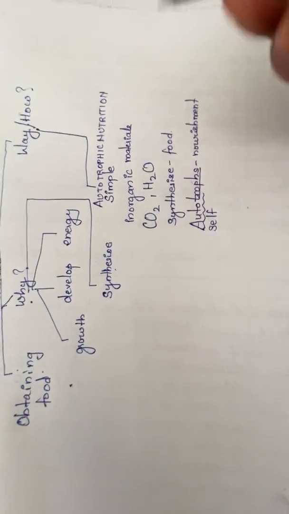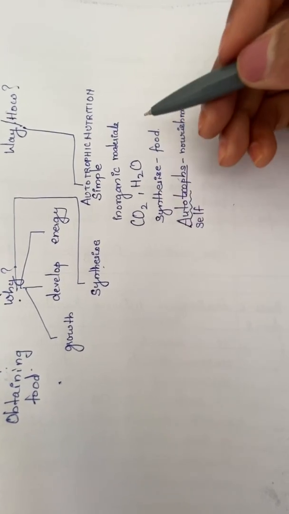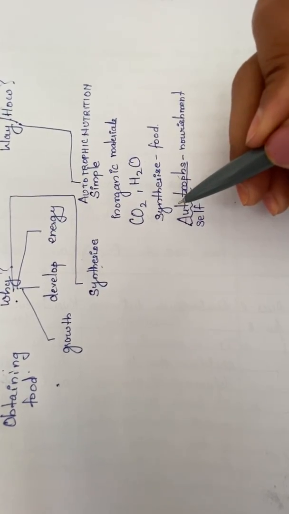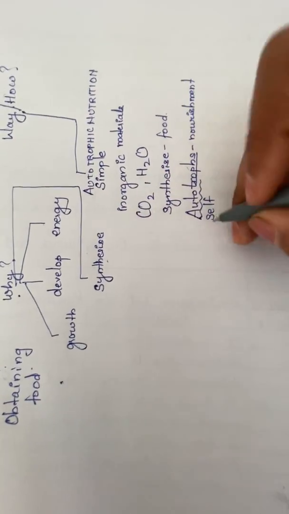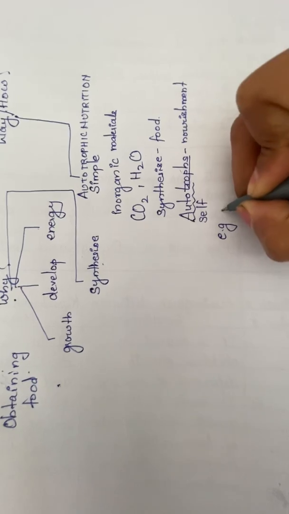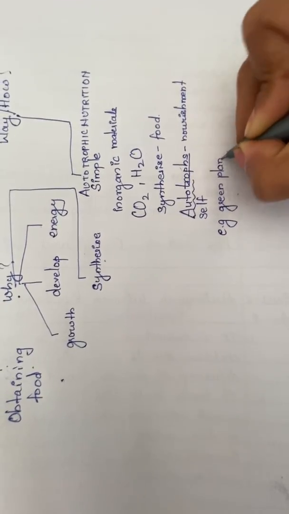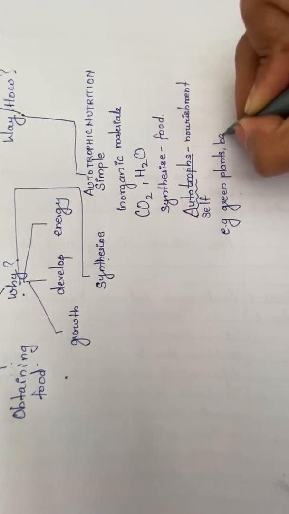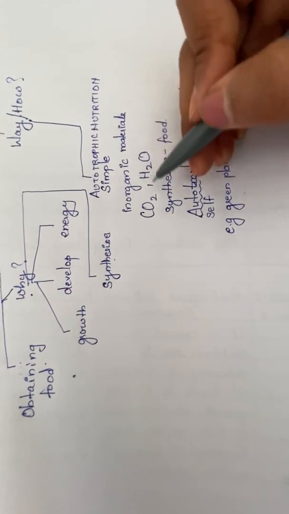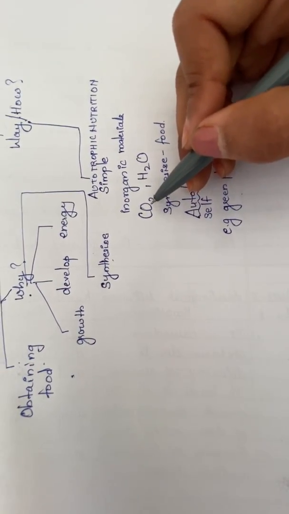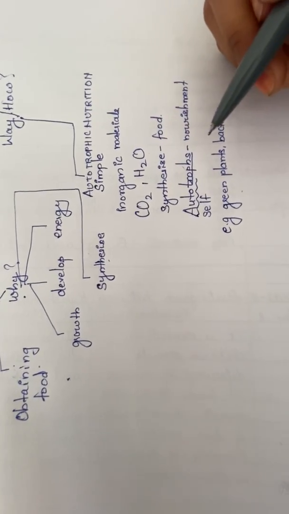That is using the raw materials which are available in the environment such as carbon dioxide and water, and then synthesizing their own food. Which organisms fall in this category? Green plants and certain bacteria. They are autotrophs. They obtain inorganic materials like carbon dioxide and water from the environment and synthesize their own food.